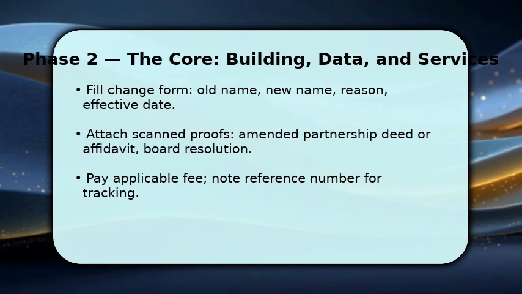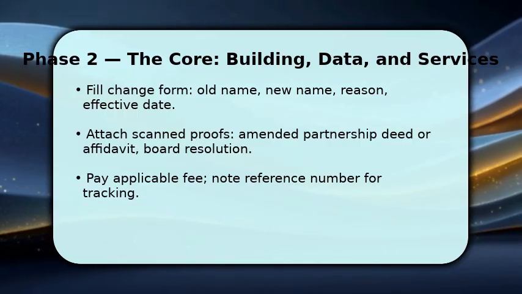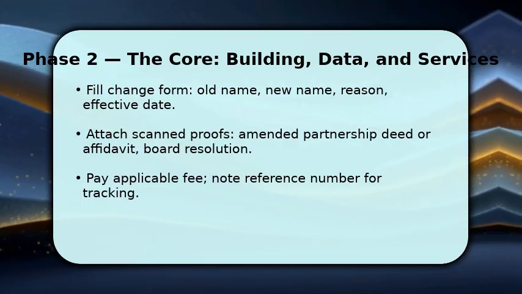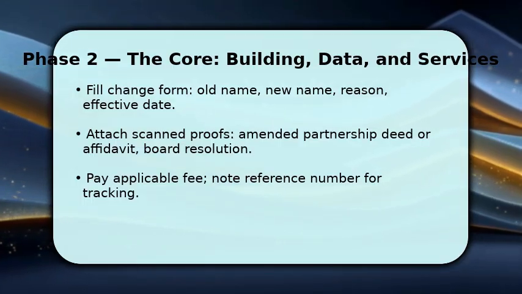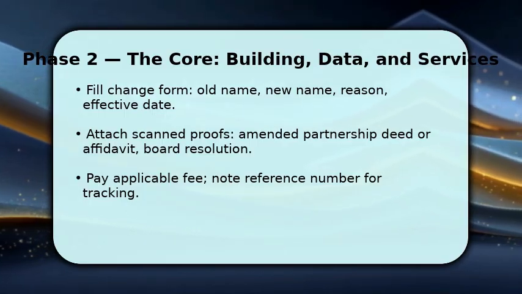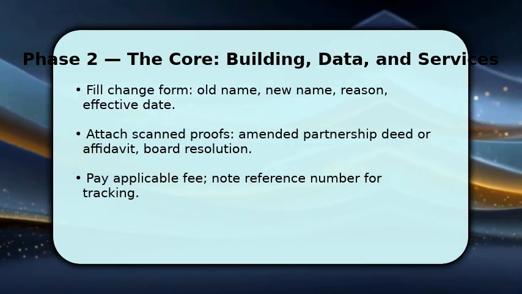Now you handle the complex middle work. Complete the change application in full and explain why the trade name changes. This matters for clarity on record. Upload supporting documents, an amended partnership deed, board resolution, or affidavit as applicable, plus identity proofs. Make sure attachments meet size and format requirements because technical rejections are common.